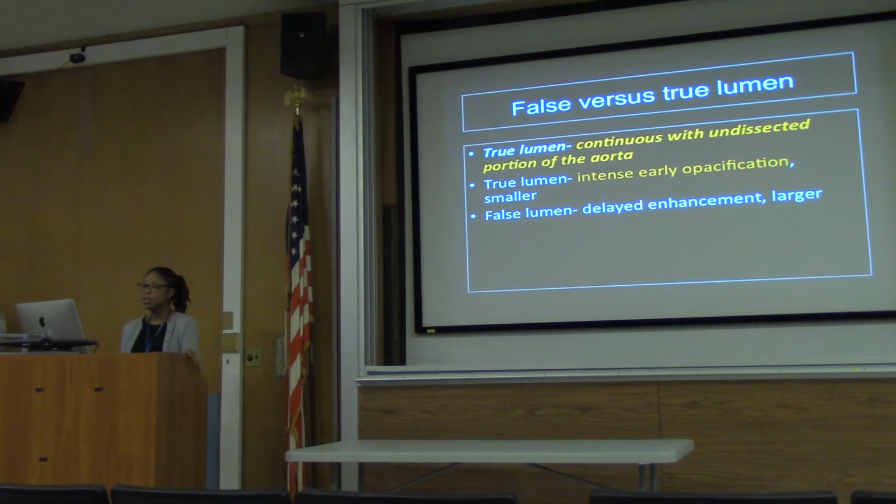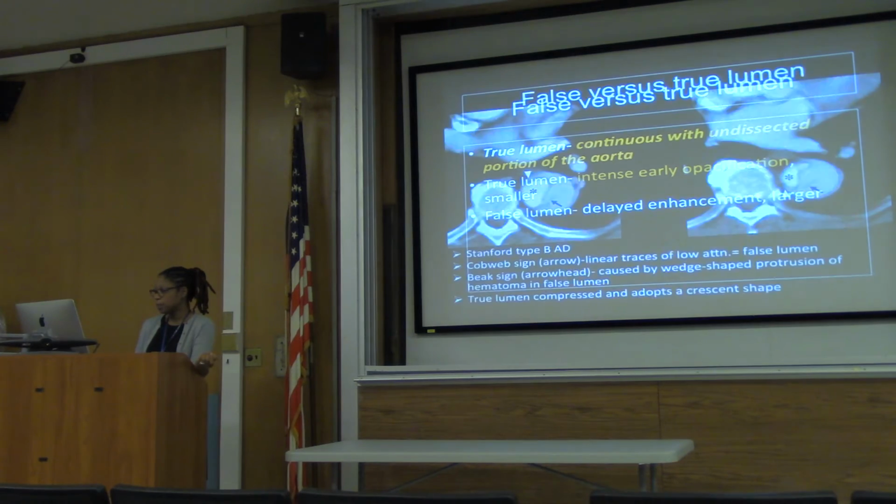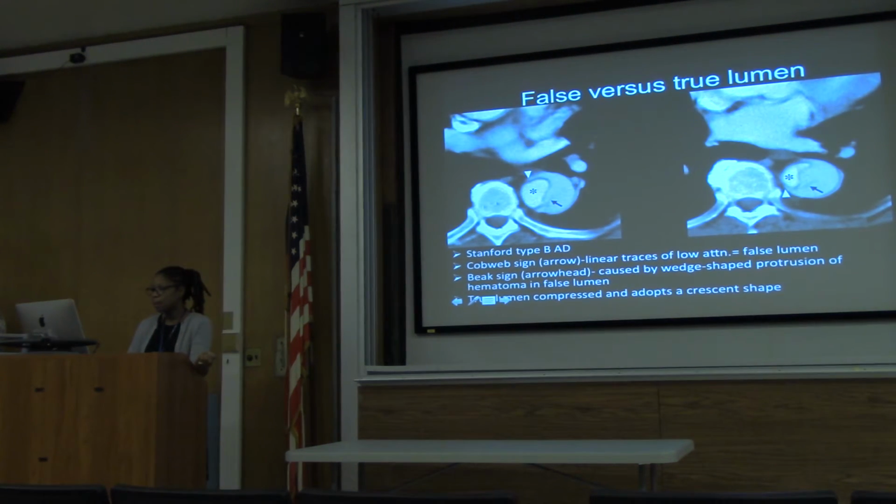The true lumen is usually continuous with the undissected portion of the aorta. The true lumen is usually smaller and is usually brightly enhancing. The false lumen is usually larger and it doesn't enhance as avidly, usually, as the true lumen. So here we have an example of a Stanford type A, B aortic dissection. And we can see here, just based on what I told you, the true lumen is usually smaller.